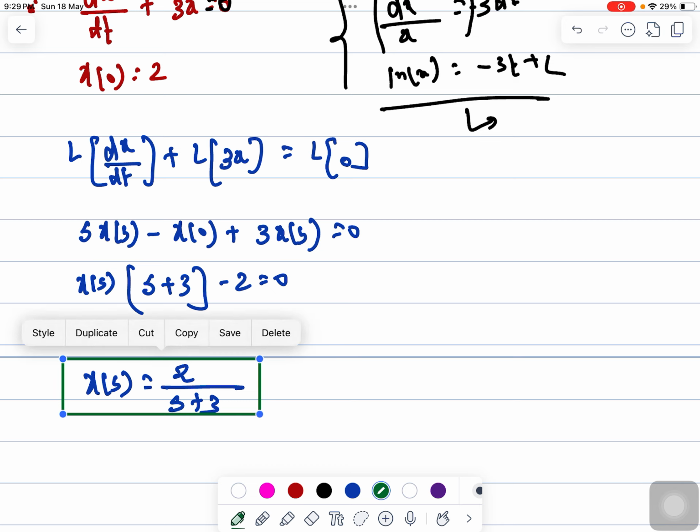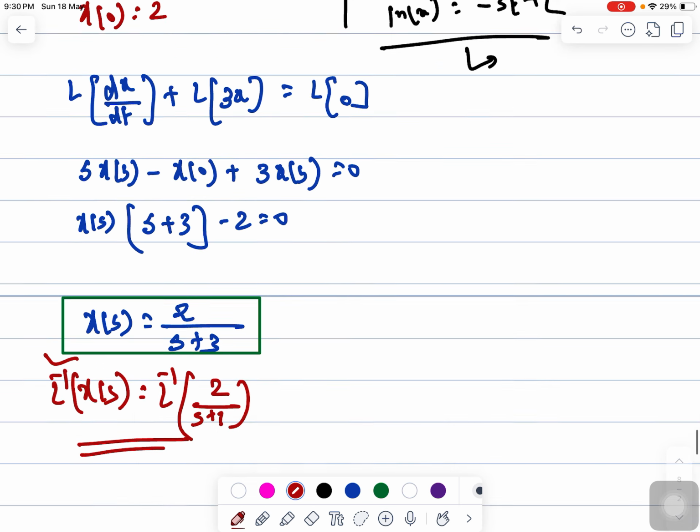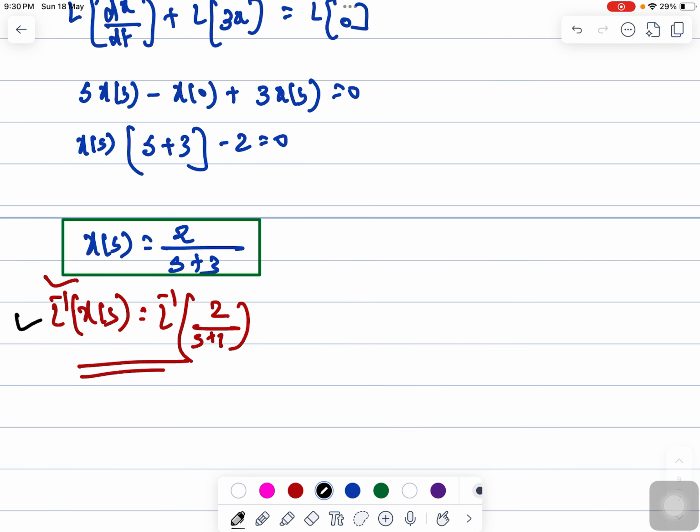Okay, so this is what we are going to get. Again, this is in the s domain, and from here you can take the Laplace inverse of X(s), so you can calculate the Laplace inverse of 2 upon s plus 3, and so on and so forth. You can calculate all of these values as well. So this is how you can calculate these things. This is very, very important.